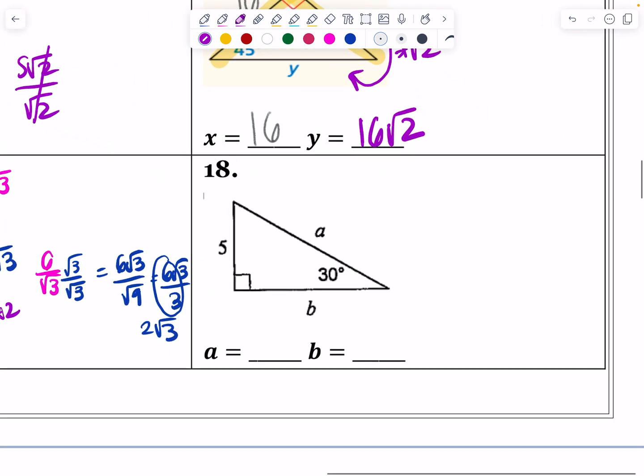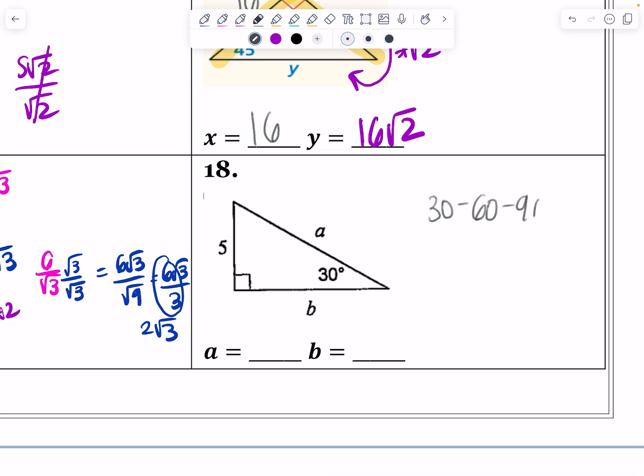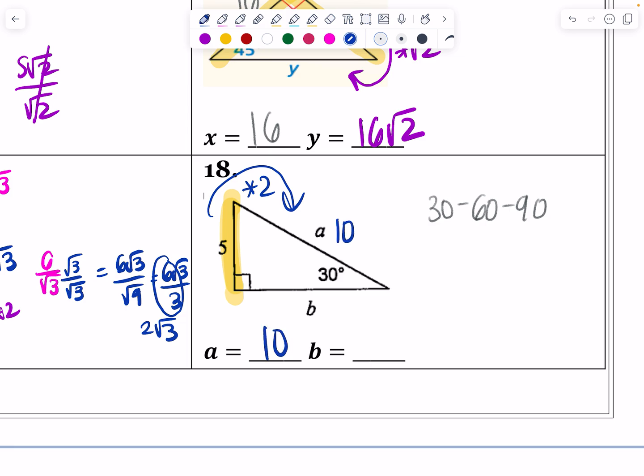Number 18, last but not least, is another 30, 60, 90 triangle. So for my 30, 60, 90 triangle, it's all about the short leg. That's my ticket around this thing. So if that is 5, how do I get to my hypotenuse? I'm going to get bigger, so I'm going to multiply it by 2. So A is 10. How do I go from my short leg to my long leg? I multiply, because I'm getting bigger, by root 3. So that's just going to give me 5 root 3.